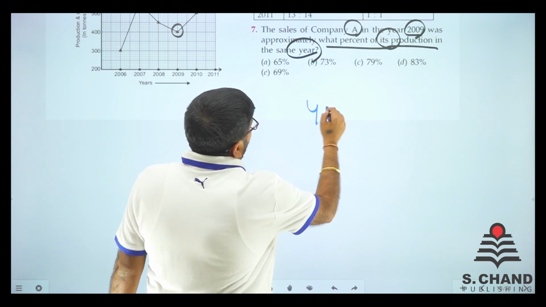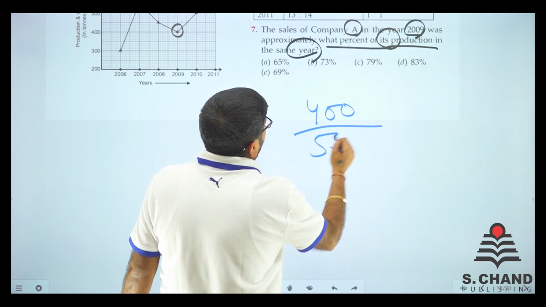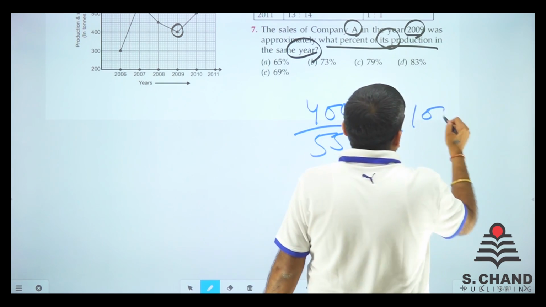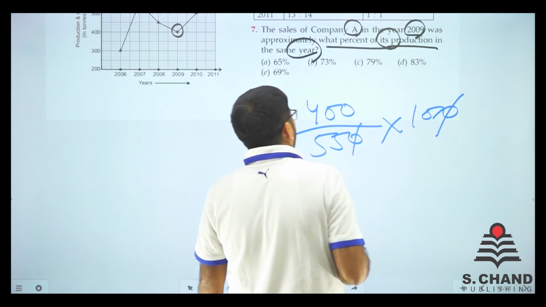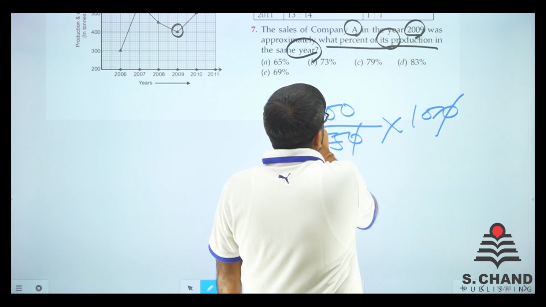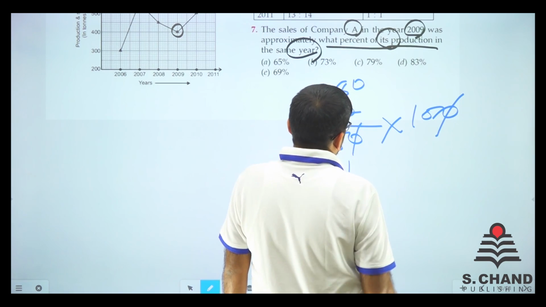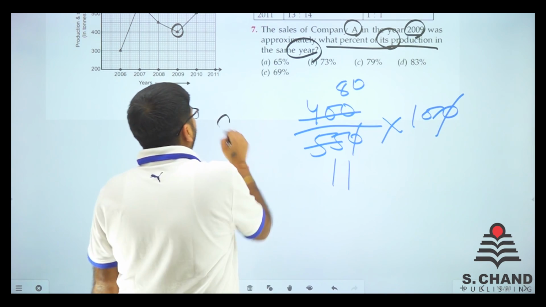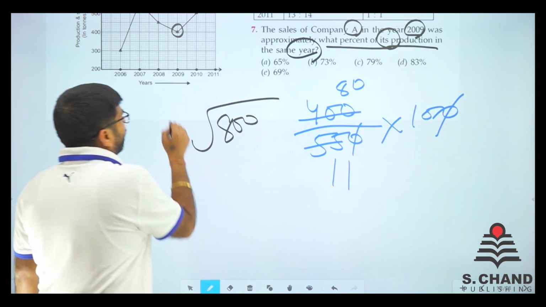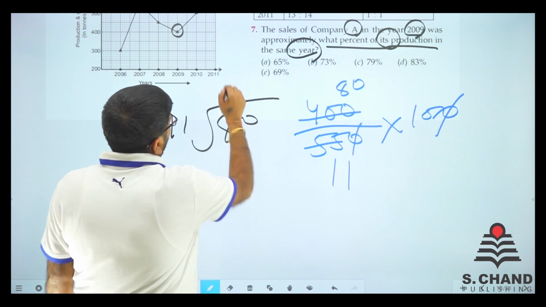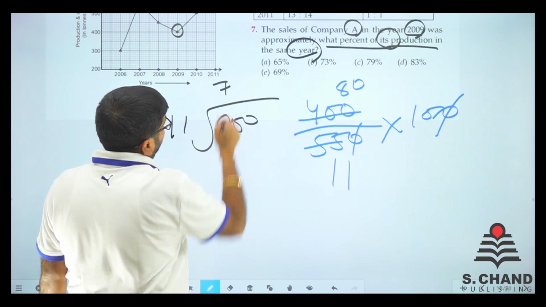So what is said is 400 divided by 550, and that is the percentage, right? So 0 is gone. Now 55 is again 11 times, and if you divide this by 5, then it is 80. So do one thing, just take 800 and divide by 11. So we got 7 times, right?